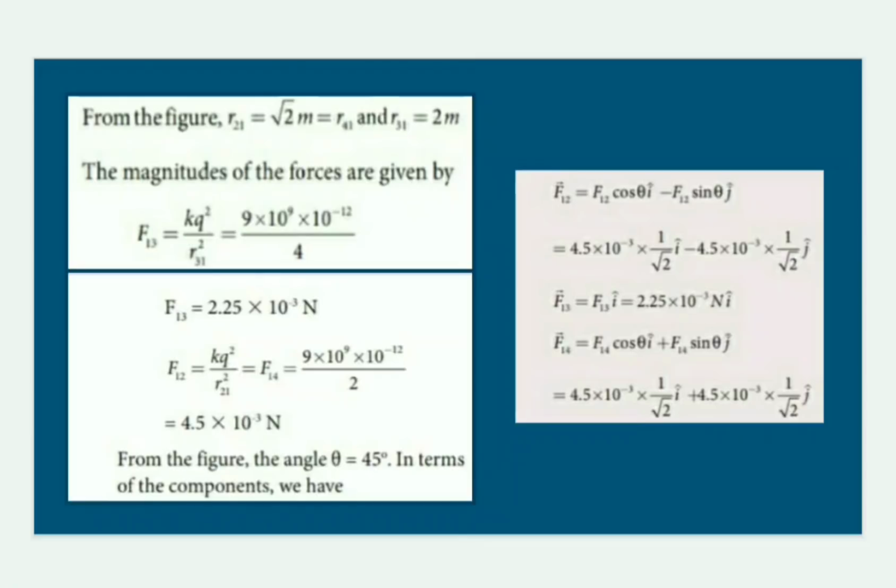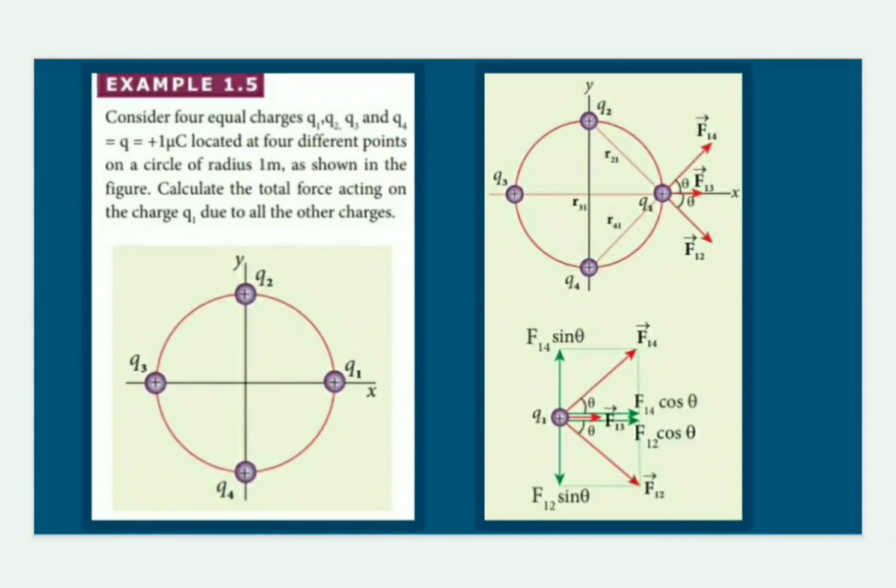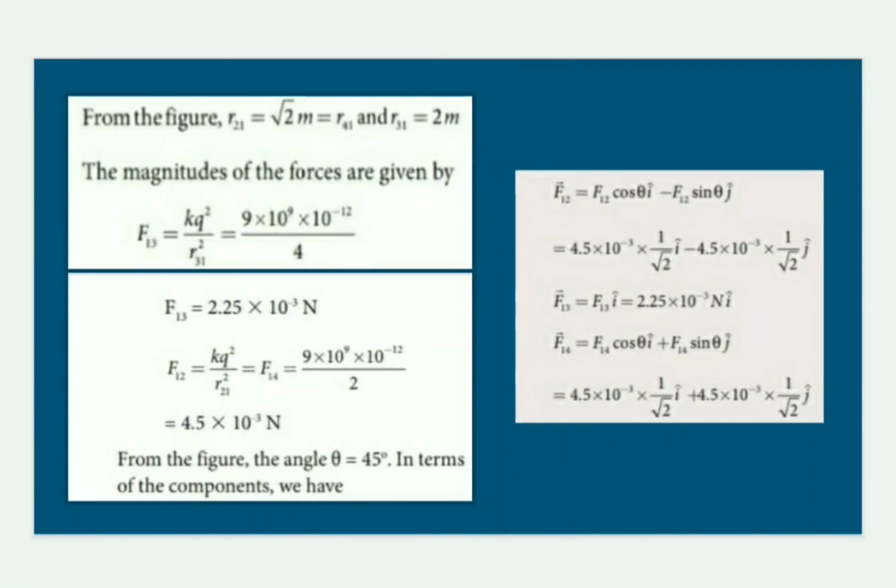And in the denominator always you are going to have 4, because the radius is going to be 1 meter. So total distance is 2 meter. So 2 square is 4. So calculate F13, it is 2.25 into 10 power minus 3 Newton.